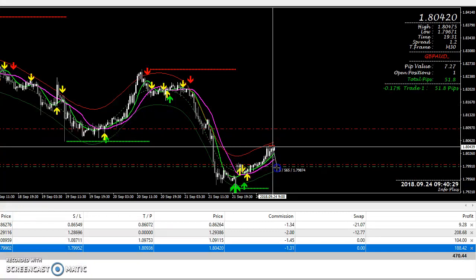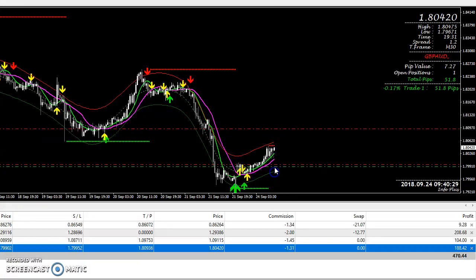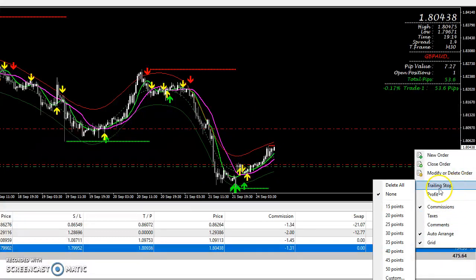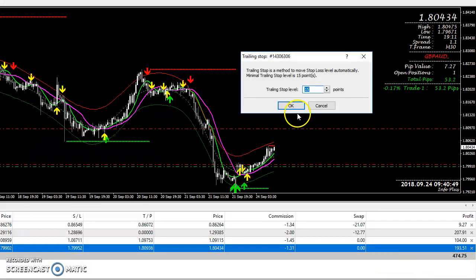You can measure from inside the channel. Okay, that's about 69 pips. So if I wanted to stay within the pip range of what's going on within the channel, what I could do is right click, go to trailing stop. And let's just say we want a 70 pip stop loss.